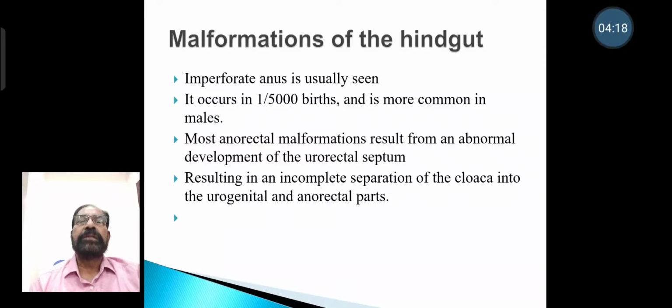Malformation of the hindgut. Imperforate anus is usually seen. It occurs in 1 in 5,000 births and is more common in males. Most anorectal malformations result from an abnormal development of urorectal septum, resulting in an incomplete separation of cloaca into urogenital and anorectal parts.